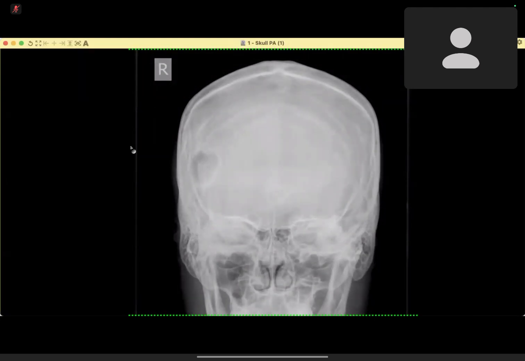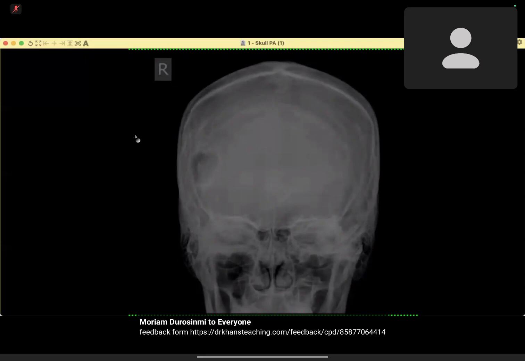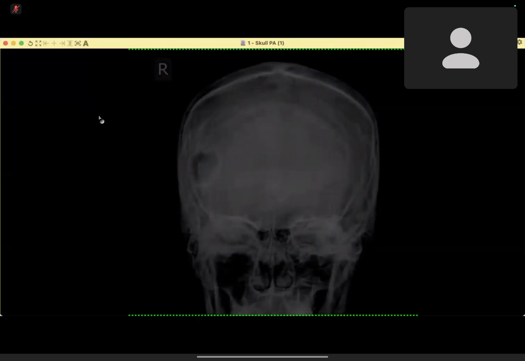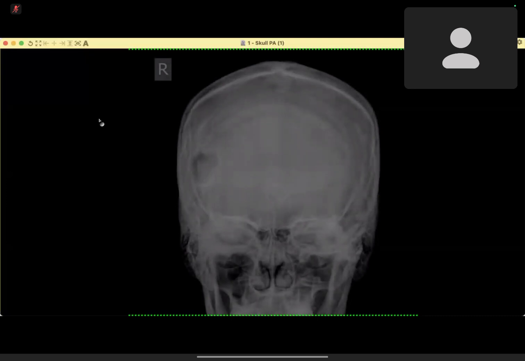In my routine practice, I will zoom and window the image. I cannot actually see the frontal sinuses. However, the rest of the paranasal sinuses appear within normal size. There is no enlargement of the sinuses. And in this case, I can see that the lesion is seen in the right frontal bone, and it also shows a sclerotic margin.